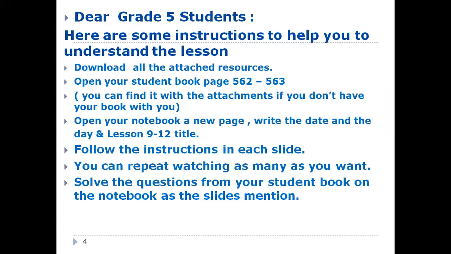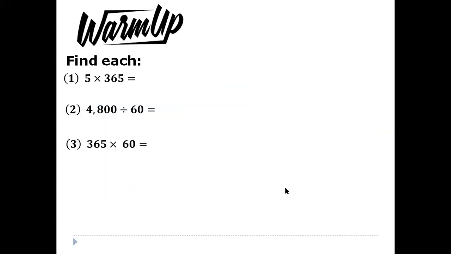As usual, here are our instructions. You need to download all the attached resources and open your student book, pages 562 and 563. You can find it with the attachments if you don't have the book. Open your notebook to a new page, and write the date, the day, and the lesson title. Follow the instructions in each slide, and you can repeat watching as many times as you want, since we are sending you the links already. Solve the questions from the student book in the notebook as the slides mention.